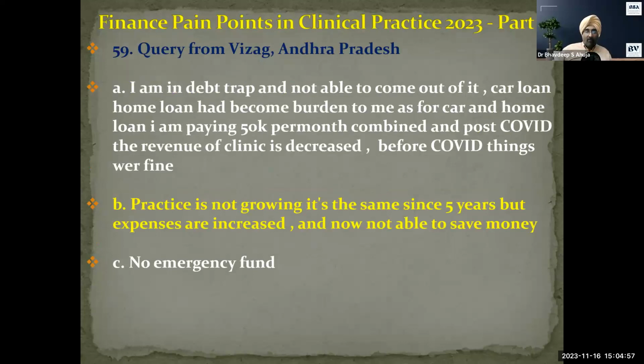So query number 59 from Vizag, Andhra Pradesh. I am in debt trap and not able to come out of it. Car loan, home loan had become burden to me. As for car and home loan, I am paying 50K per month combined, and post COVID, the revenue of clinic is decreased. Before COVID, things were fine. Practice is not growing. It is the same since 5 years, but expenses are increased and now not able to save money. No emergency fund. If you notice and visualize, the patterns are the same. Less patients, less charging, less profit, debt trap.